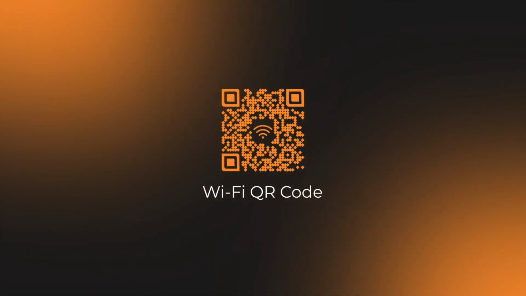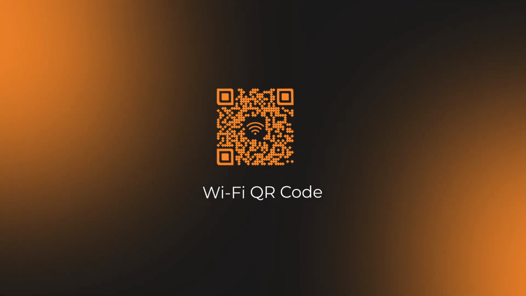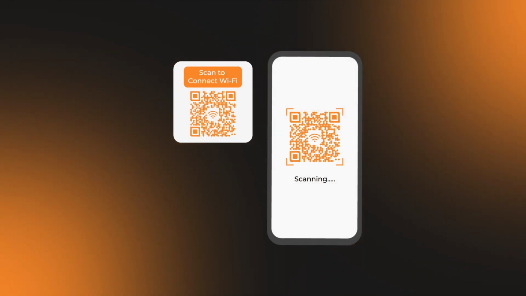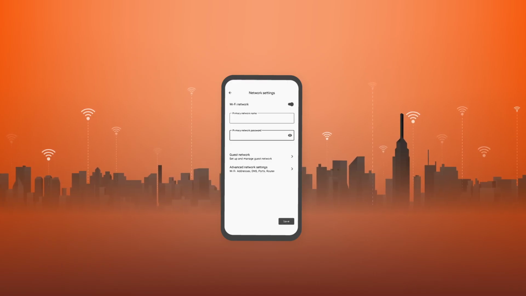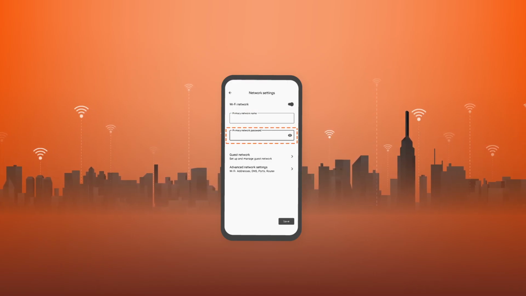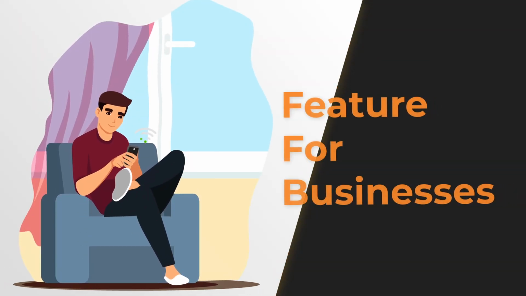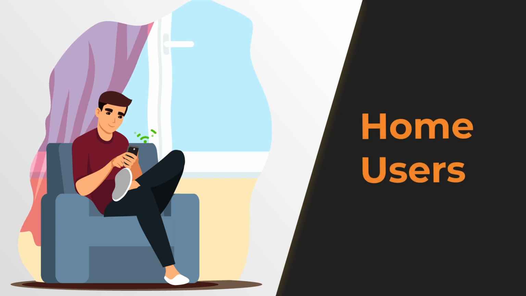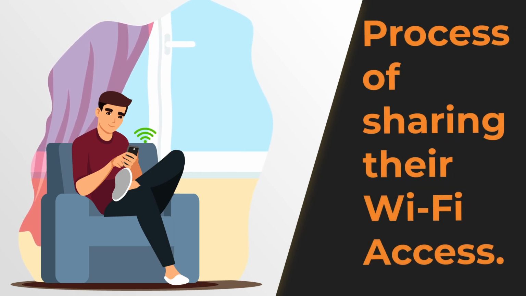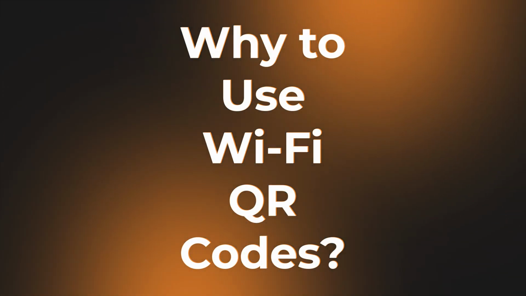To start, let's clarify what a Wi-Fi QR code is. A Wi-Fi QR code is a quick and convenient way to share your Wi-Fi network credentials with others. Instead of manually entering the SSID and password, you can simply scan a QR code to connect to the network. It's a fantastic feature for businesses, home users, and anyone who wants to simplify the process of sharing their Wi-Fi access. But why should you consider using Wi-Fi QR codes?